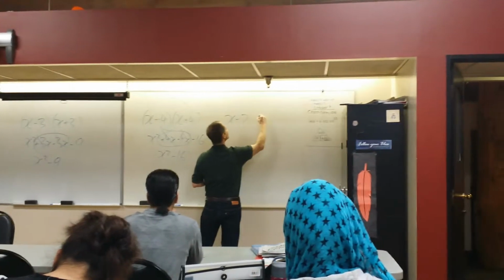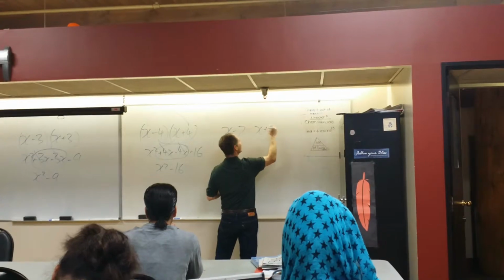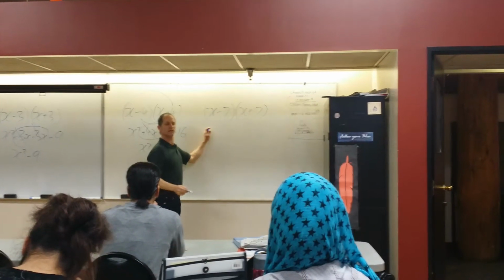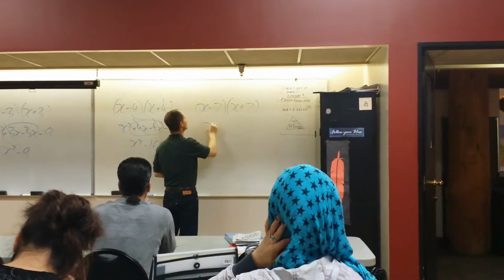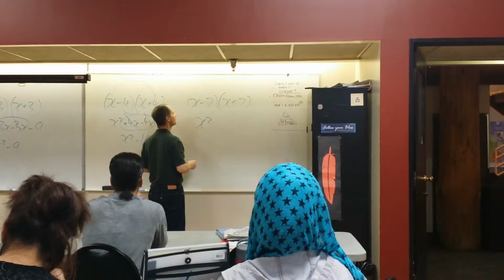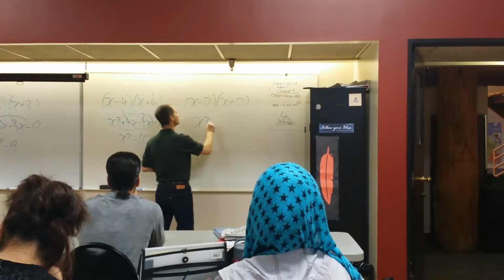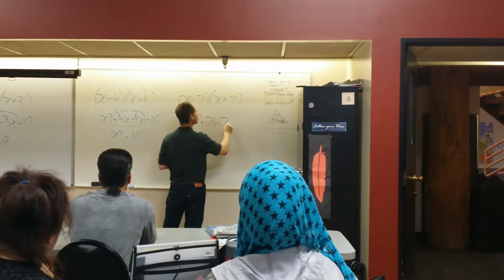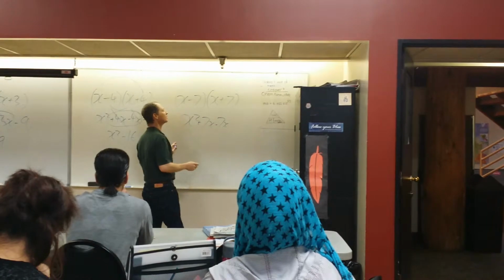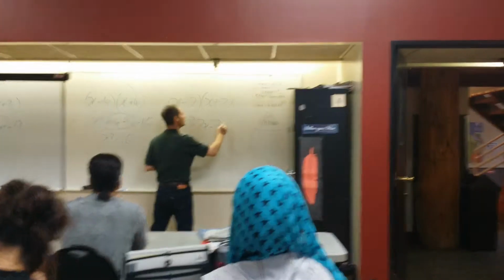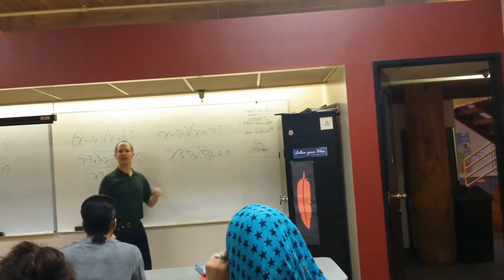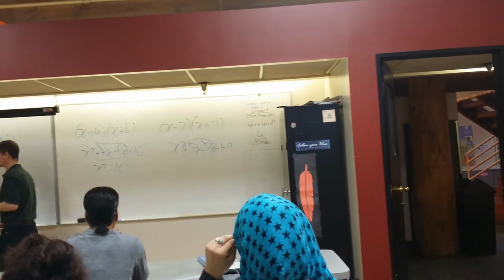x minus 7, x plus 7. What do you think this is going to be? First comes first: x squared. Outer? Plus 7x. Inner? Negative 7x. And last? Negative 49. Minus 49. Look at these, these two inner ones also cancel out. Wow.